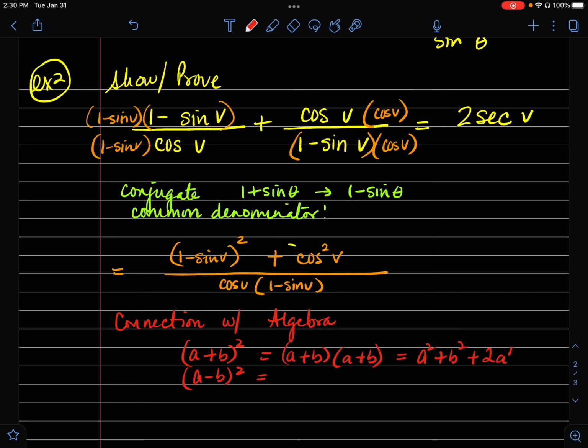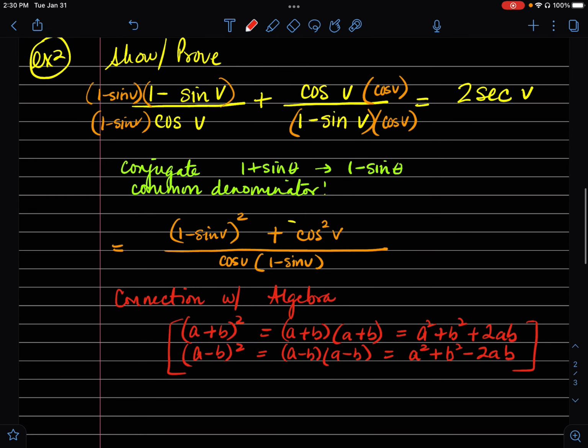plus 2ab. Similarly, a minus b whole squared is a minus b times a minus b, and when you do the FOILing, this will turn out to be a squared plus b squared minus 2ab. It is super handy to have these memorized instead of going from here to here to here. It will be awesome to just have the formula going straight from there to there.